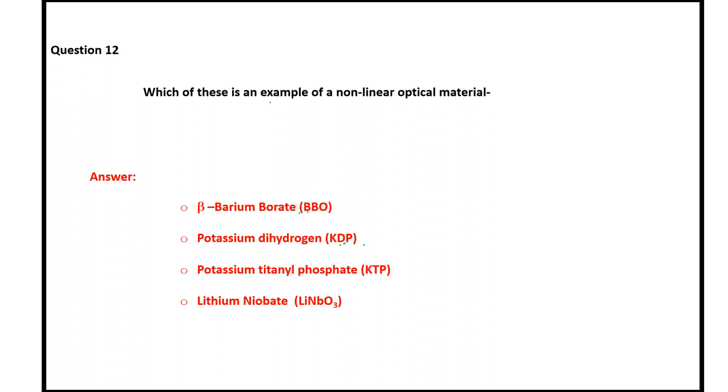Actually, if you remember, BBO is something which we have studied earlier, which was the material which we had used for the second harmonic generation. Although if you do not remember, we will cover this in the next weeks and take it as a revision, where we have used second harmonic generating material earlier. Can you just guess the answer to this question?